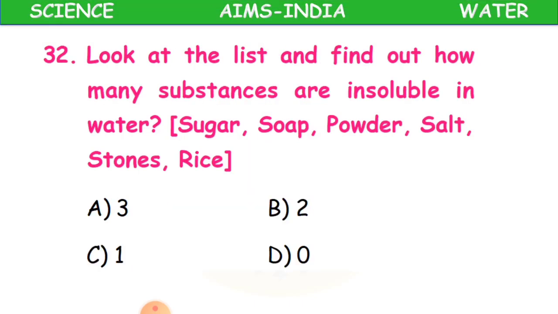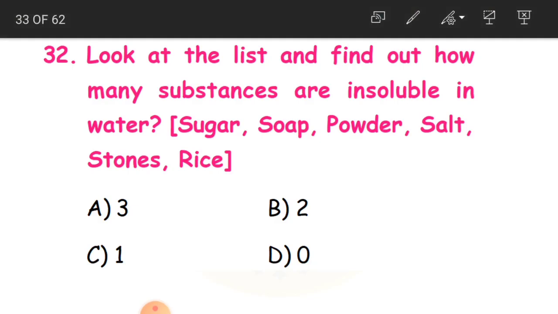Clear, children? Now the 32nd question. Look at the list and find out how many substances are insoluble in water. Insoluble in water, which are not soluble. No, that is insoluble. How many substances? Whether 3, 2, 1 or 0.